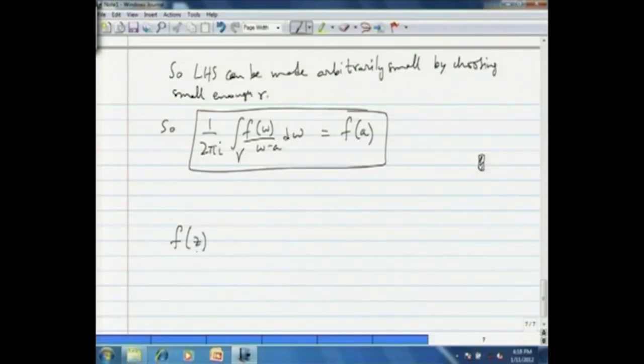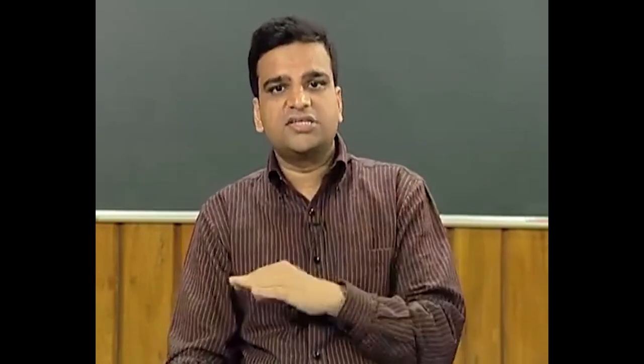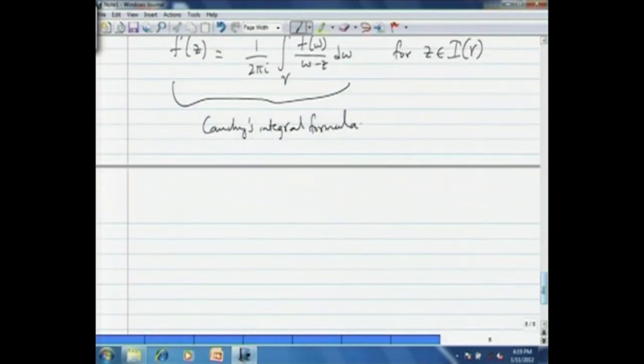What I mean is, instead of saying a, we will replace it by a variable z and say that f of z is 1 by 2 pi i times the integral over gamma of f of w by w minus z dw, for z belonging to the interior of the simple closed curve gamma. You can imagine this z varying on the inside of the curve gamma, and still the integral on the right hand side gives an integral formula. And so, this is referred to as Cauchy's integral formula. Let us see some examples using this Cauchy's integral formula.